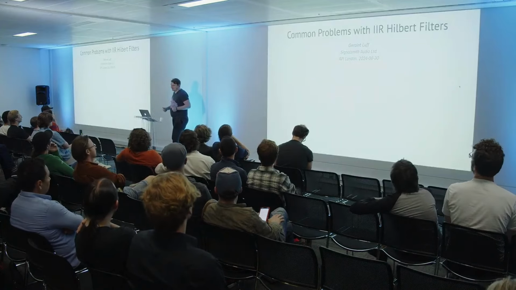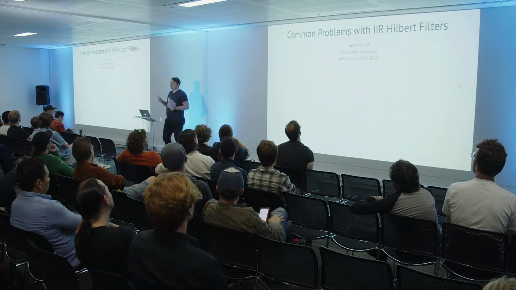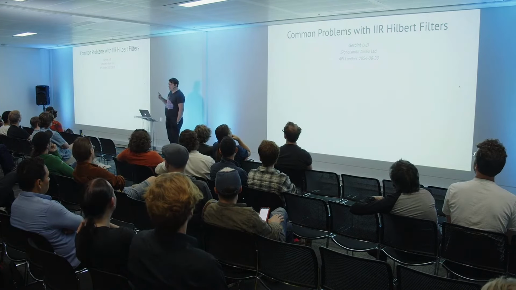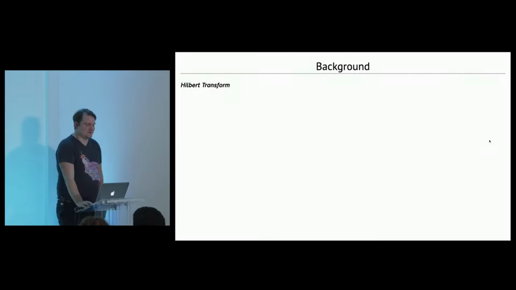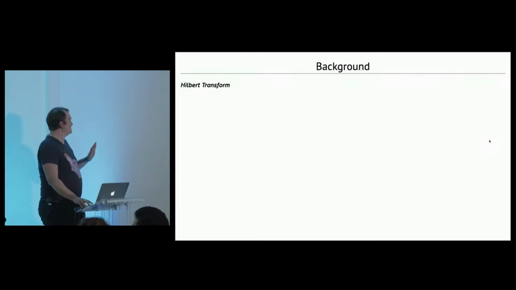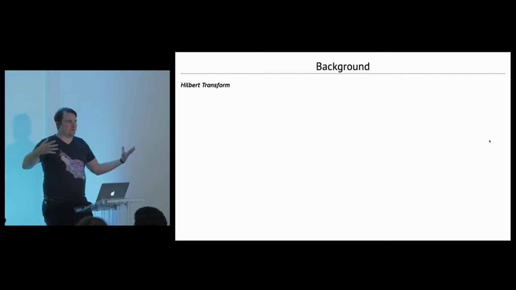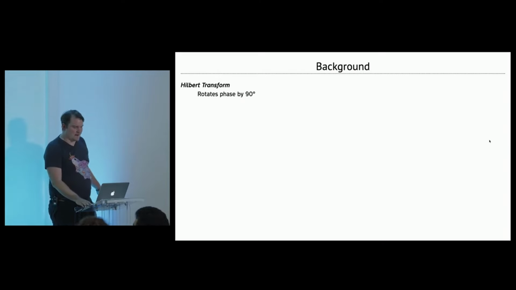Yes, I'm audible, great. Although I've called this common problems, and I've made that plural, this talk is just one pet peeve that I have about how Hilbert filters are generally implemented if you just Google how they're done. So a little background, a Hilbert transform, generally, is you've got a signal, and the Hilbert transform rotates the phase of everything in that signal by 90 degrees.